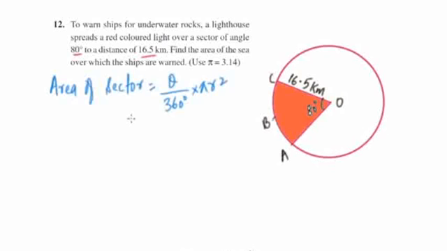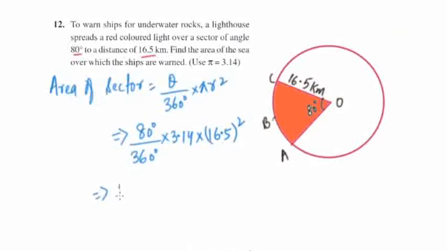We know the formula to find the area of sector, that is theta divided by 360 degrees multiplied by pi r square. Theta is 80 degree divided by 360 degrees. Pi is given, that is 3.14, and the radius is also given, that is 16.5 kilometer. So on solving this, we'll get the area of the sector as 189.97 square kilometer. So that is the area of the sea over which the ships are warned.